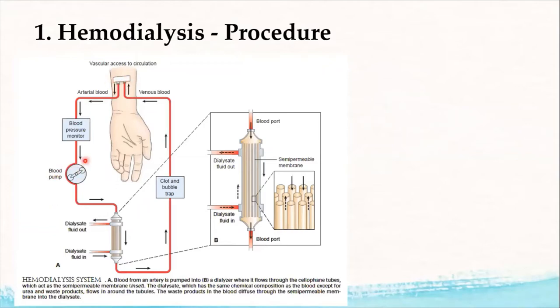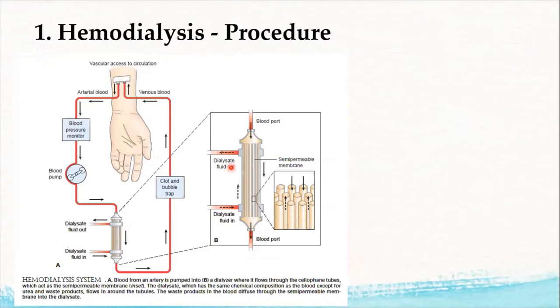So here you can see a blood pump. What is the purpose of this pump over here? The dialysis machine consists of a pump and a container, along with that a network of synthetic tubes. This is a container in which a network of synthetic tubes are present, and these are mostly made up of cellophane membranes, and this is known as a dialyzer. And basically these tubes are responsible for removing the nitrogenous waste from the blood in the presence of a fluid. That fluid is known as dialysate fluid.